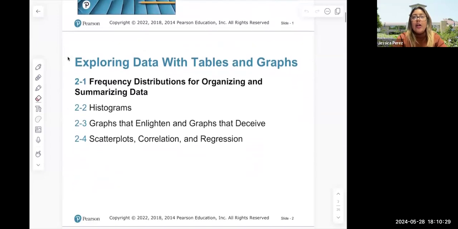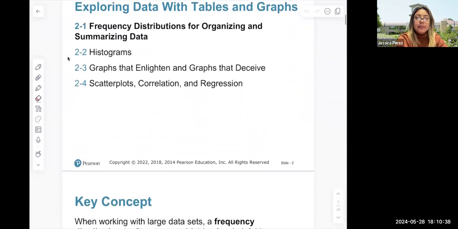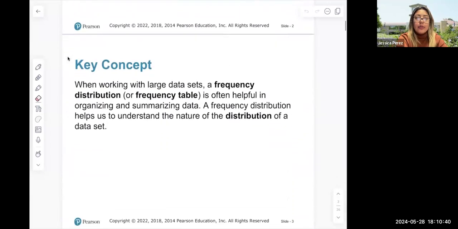So we're going to be talking about frequency distribution. What is a frequency distribution? What is it used for? It's used for organizing and summarizing data. So the key concept, again, is to organize and summarize data. A frequency distribution helps us to understand the nature of distribution of a data set. So when we're given a data set, what do we do with that data? We organize it in a way that is going to be easier for the reader to analyze and to observe.